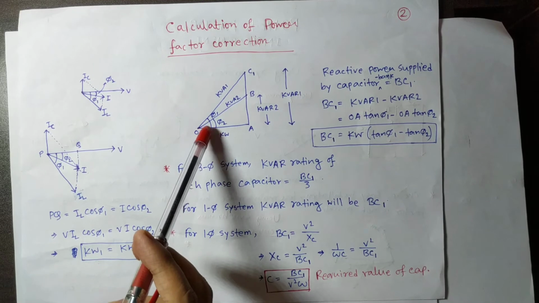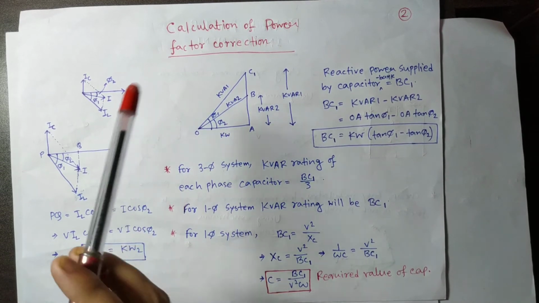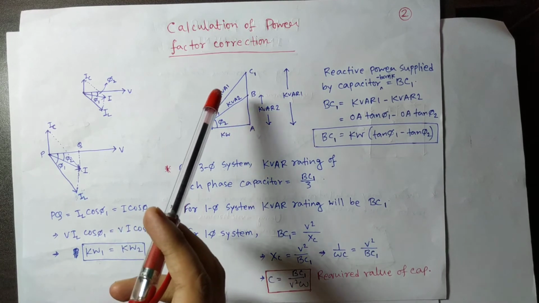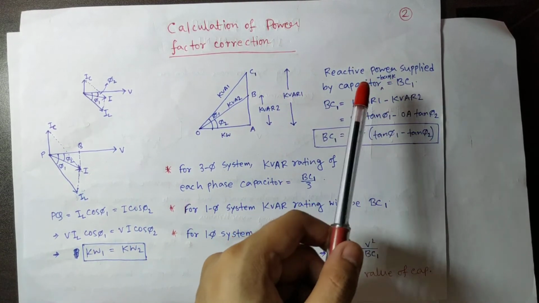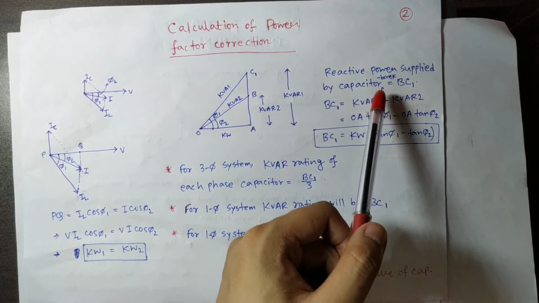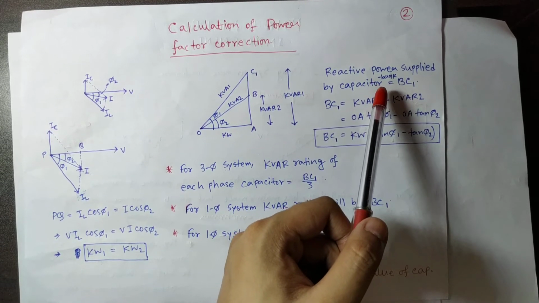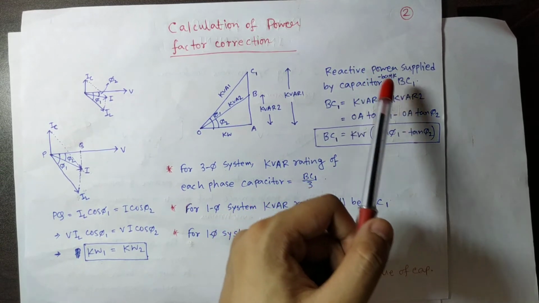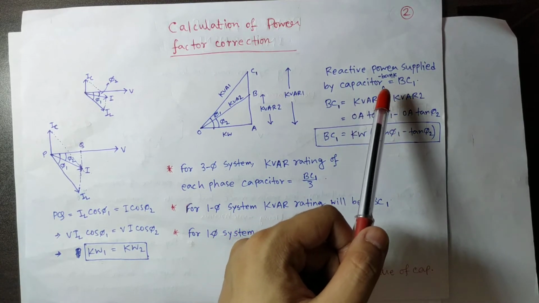Phi 1 and phi 2 are the power factor angles before the power factor correction and after power factor correction respectively. So now here, as you can see, the reactive power is supplied by the capacitor bank. Capacitor bank means in case of a three-phase system you use an assembly of capacitors in delta or star fashion. That is why it is called a capacitor bank. That part I will come to later on.